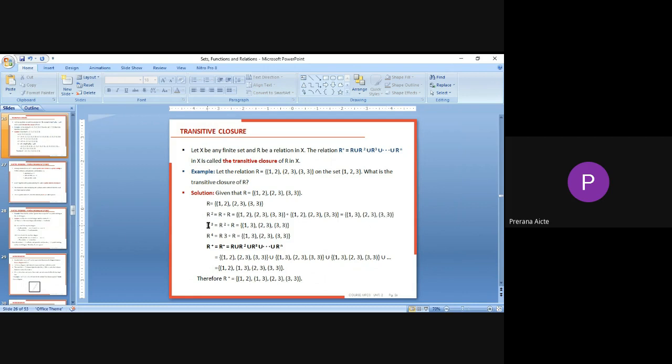Similarly R3 means R square circle R. Like that, we find all the powers up to the step where we do not get any more ordered pairs. If you see there, R3 and R4 both have the same set of ordered pairs. Up to that step, we need to do the process. If you combine all these results, then that is called the transitive closure. That is R plus equal to R union R square union R cube and so on. So this is what we call the transitive closure operation.